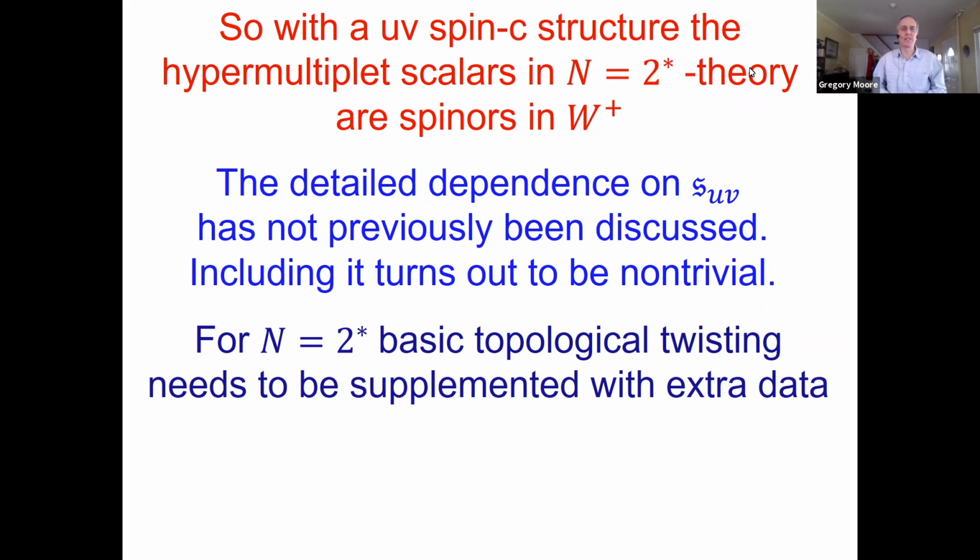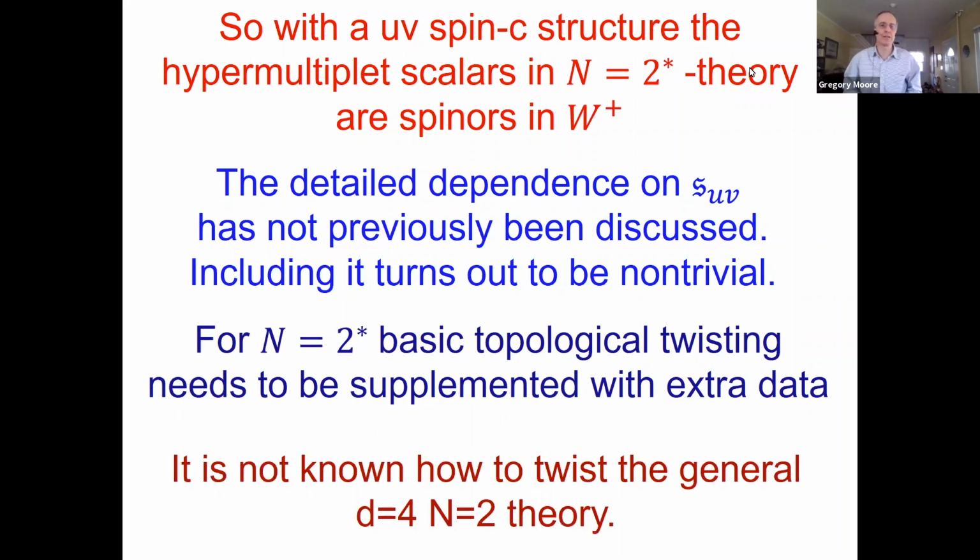Now, there's an interesting lesson here. For the N equals 2 star theory, the basic topological twisting of Witten needs to be supplemented with extra data. In this case, it's that spin C structure. And it's not known, at least not to me, how to twist the general four-dimensional N equals 2 theory. It's clear that you have to introduce extra data, and I understand it in some cases, but say for the general class S theory, I actually don't know how to topologically twist the theory. That's one interesting open problem.